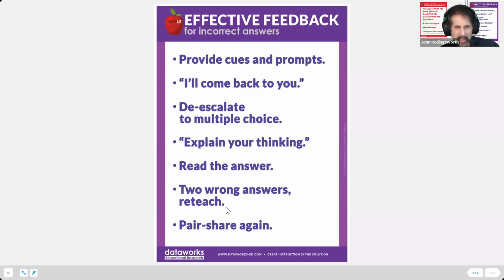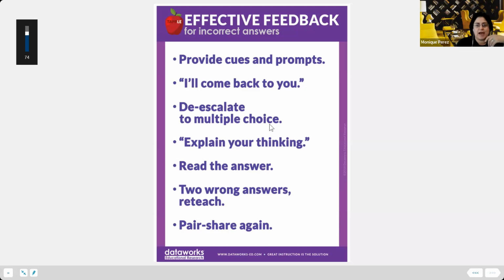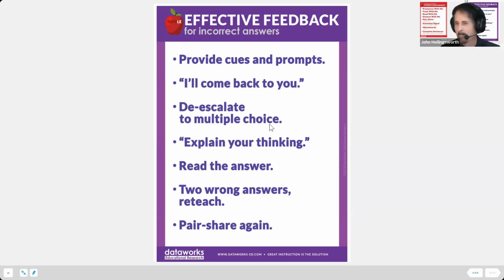Okay, everybody think for a second, which one of these could you use in your classroom right now? Okay, so Monique, you're new, so which one of these could you use in your classroom? Oh, definitely I'll come back to you, especially when it comes to some students that maybe aren't that comfortable with picking up their mic. Just circling back to that. So I definitely would say that, come back to you.